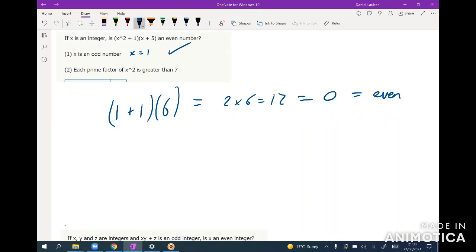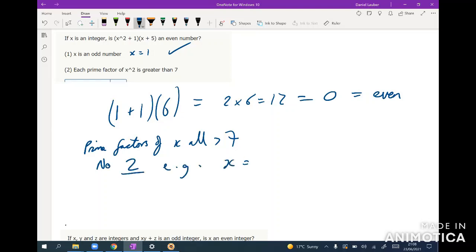Each prime factor of x squared is greater than 7. So the prime factors of x squared are the same as the prime factors of x. So prime factors of x all greater than 7, e.g. we don't have a 2, no 2s, e.g. x equals odd. And so that's actually the same statement again. So that alone is enough as well.